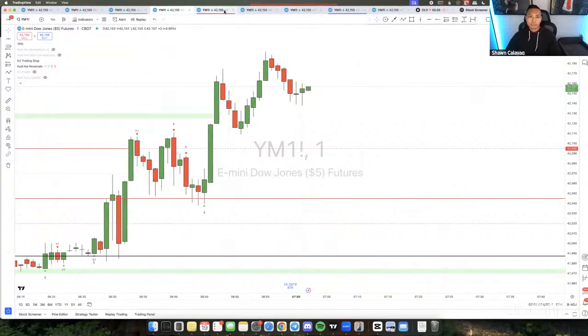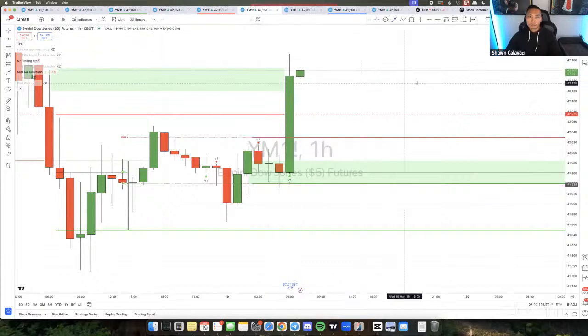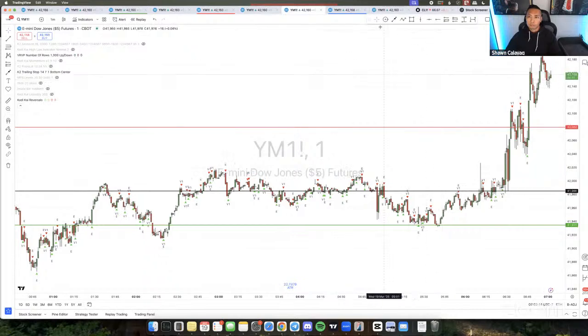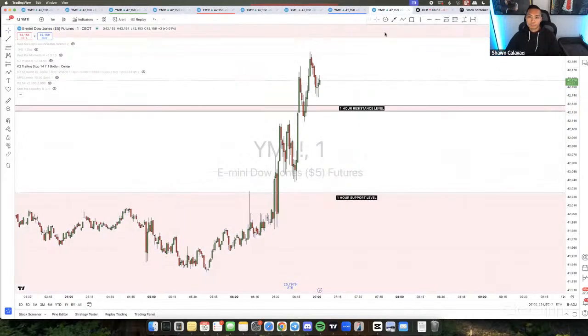So we got nothing here on the 1 minute market profile. We got the rejection right here off the 30 minutes, bouncing off the point of control. We got a rejection right here on the 1 hour, bouncing off the point of control. Nothing on the volume profile. We have rejection right here off the whole number. This is the 42,150. And we have nothing here yet. There's no bounce off the resistance level.